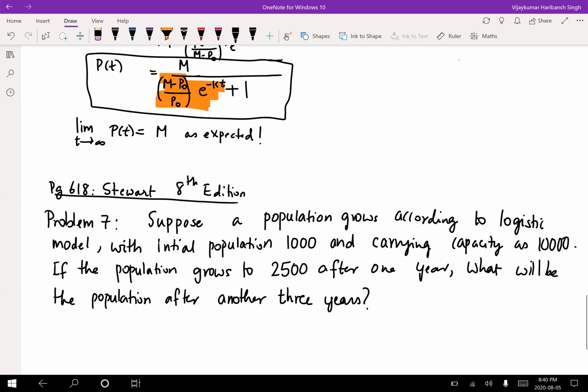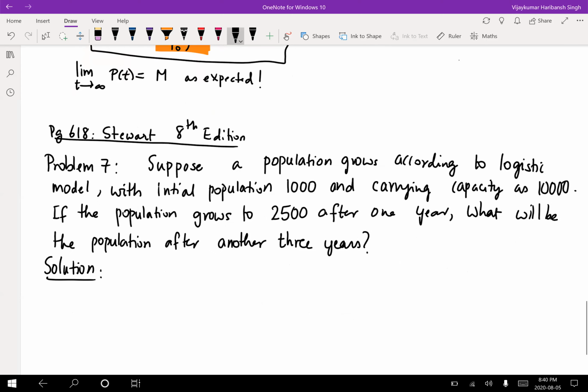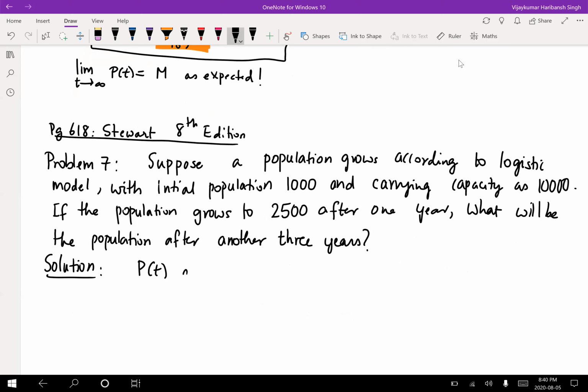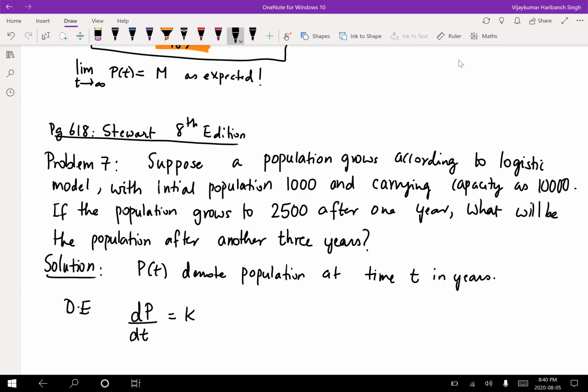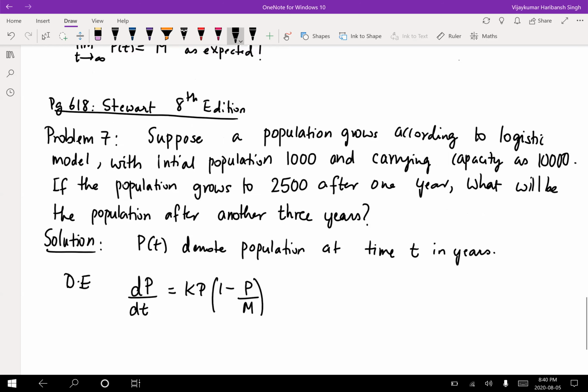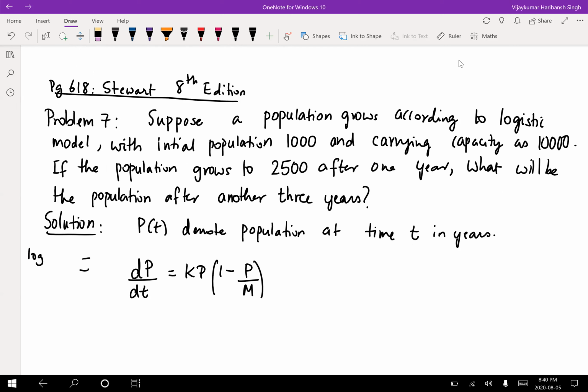So first of all, the solution. Instead of memorizing the solution to the differential equation, we should be able to write down the differential equation. So let P of t denote population at time t. Now we have to decide, time t must be measured in years, everything is measured in years. So now the differential equation is dP by dt equals kP times (1 minus P by m), right? This is a logistic growth differential equation.